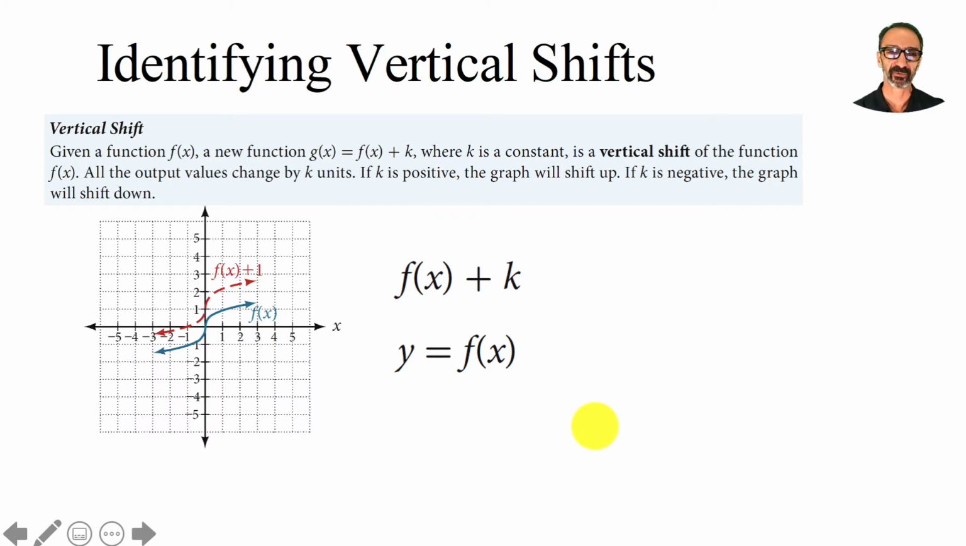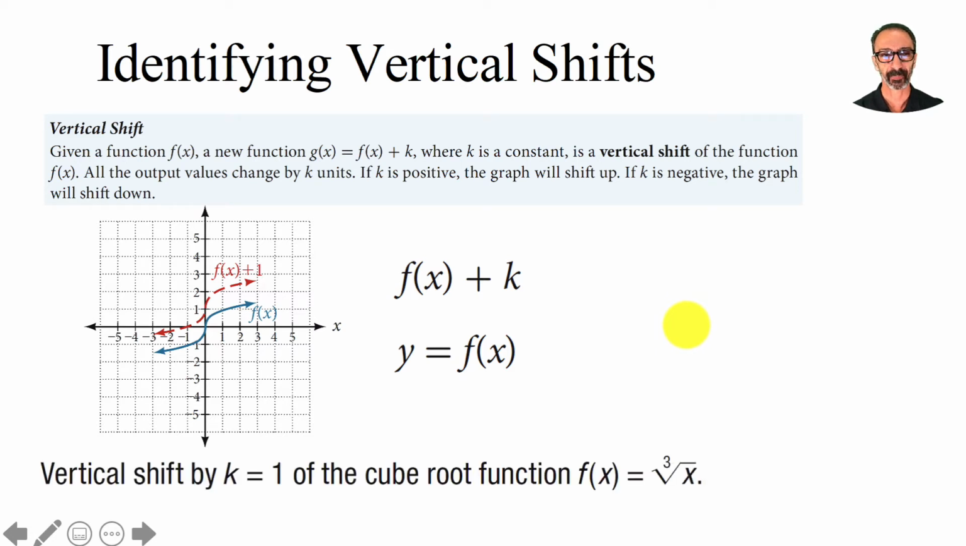So as a graph, if this is called f of x, and we're adding 1 outside it in a value, this point will go up 1 unit, this point will go up 1 unit, every point will go up 1 unit. So as you could see, the new graph in red is the same graph shifted up 1 unit. That's called vertical shift, by shifting it 1 unit up. So this is a vertical shift by k equals 1 of the cube root function, the cubic root of x.